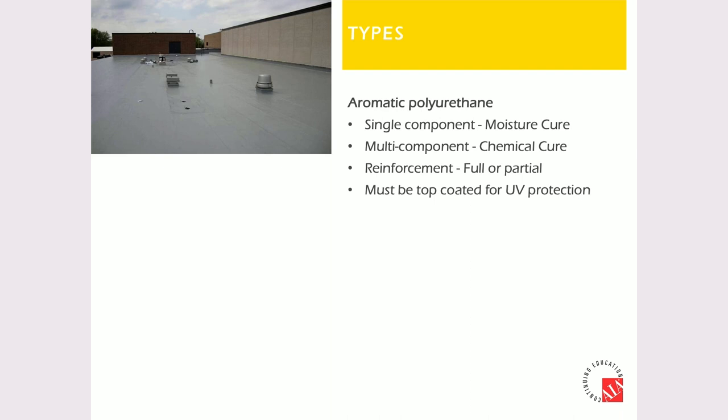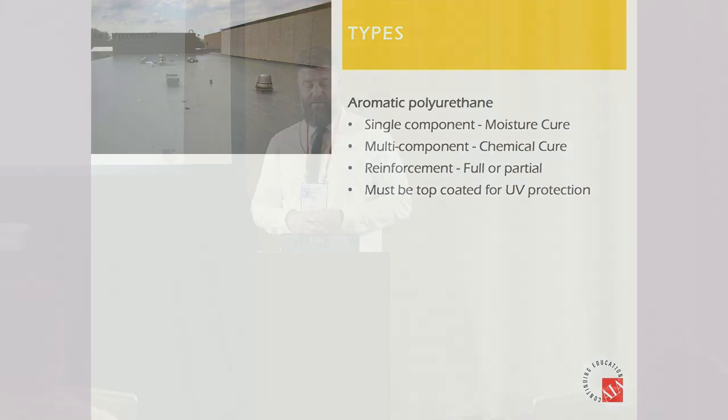So aromatic and aliphatic. Aromatic has very, very high elongation and is really great for base coats. And then aliphatic, it introduces UV stability. And so those are for top coats. And so a lot of times when you get into two-layer traffic coatings, having an aromatic base coat with an aliphatic top coat is a really good system because you get some of those elongation properties with UV stability.